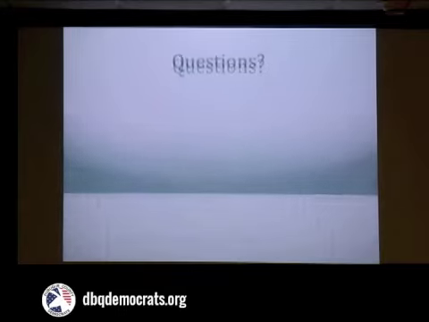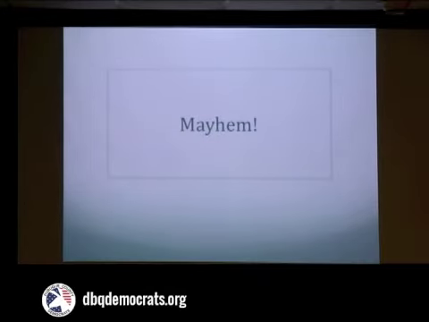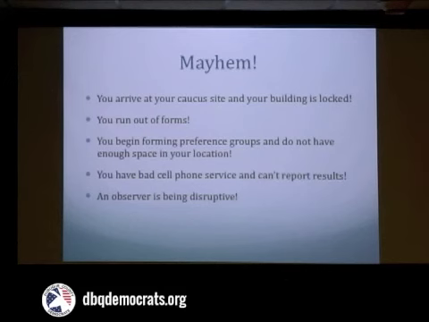Okay. Now we're going to do some scenarios that I know won't happen in any precincts in here, but have happened in the past in other places. So we'll walk through them. So let's say you arrive at your caucus site and your building is locked. Has anyone had this happen? That's good. What do you do? Break in. Only. So far we have break-in on the floor.